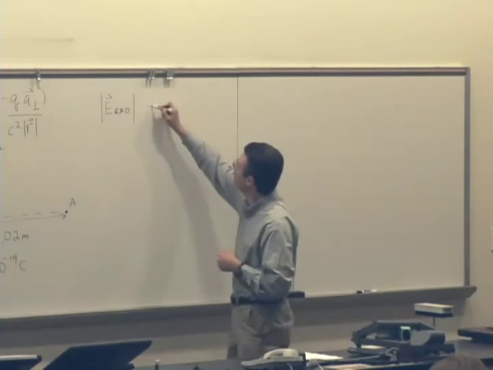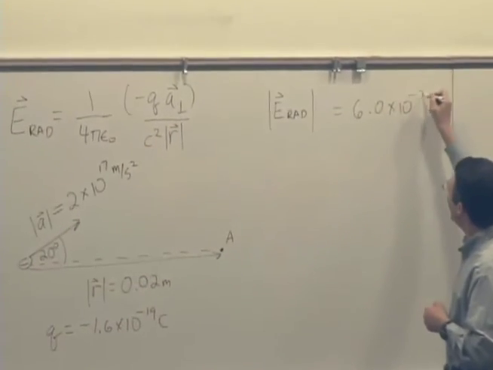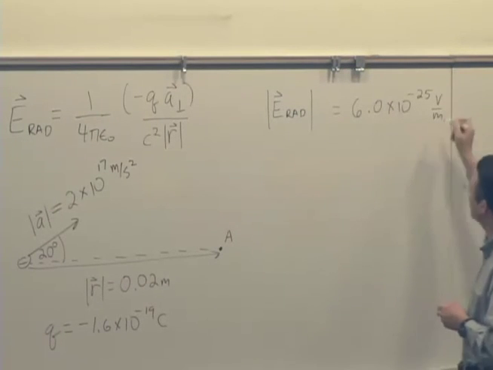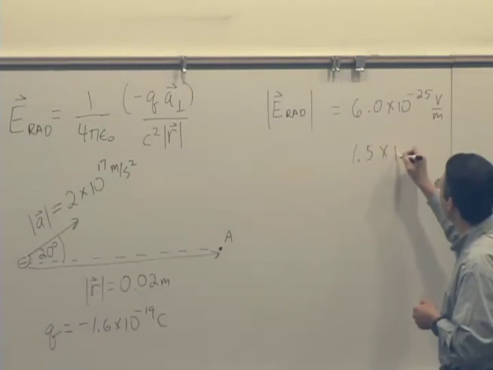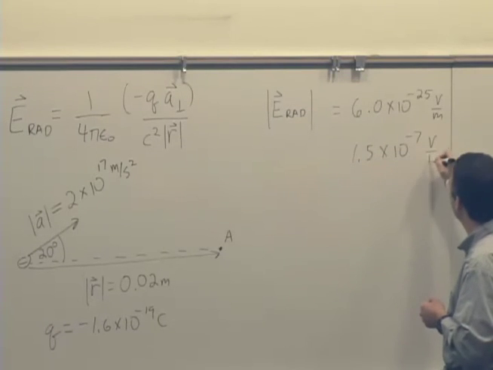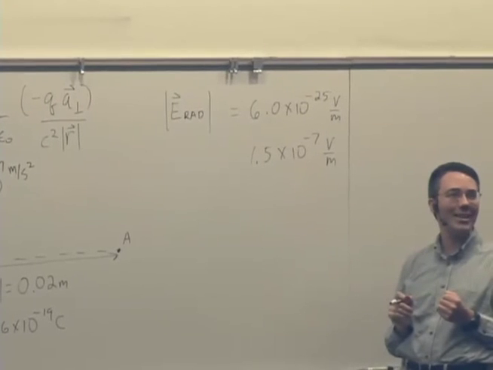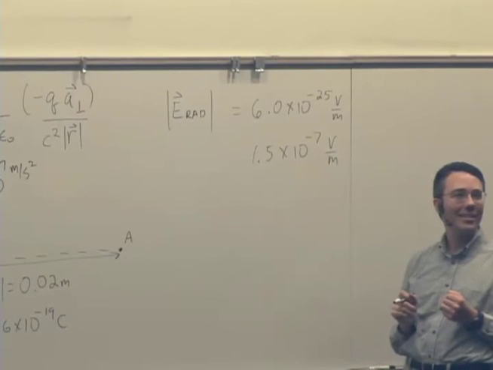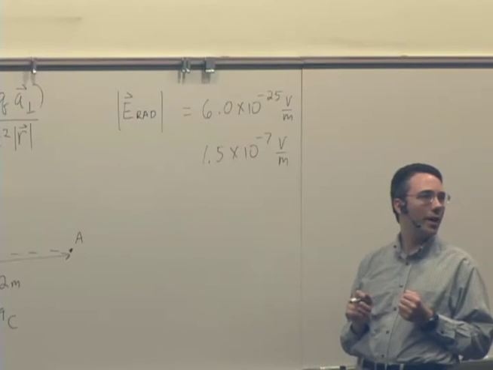Six times 10 to the negative 25 volts per meter. Agree? Disagree? What do we get? Okay, what are you getting? 1.5 times 10 to the negative 7 volts per meter. Any other possibilities? Any other candidates? (1.5, 10 to the minus 7).